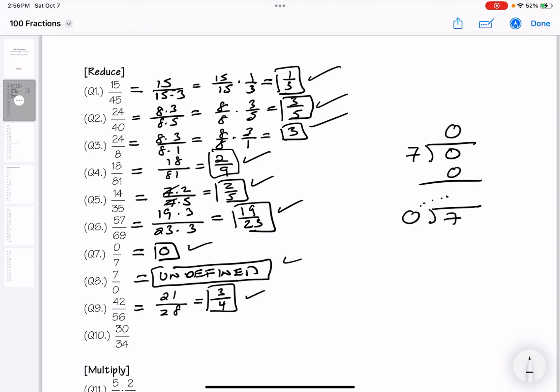Let's keep moving through this. What's this one over here? 30 divided by 34. And I'm going to divide by 2. What do you get? You get 15. And at the bottom, what do you get? You get 17.